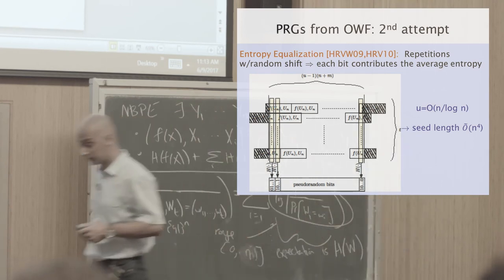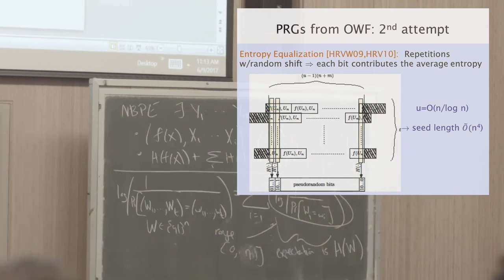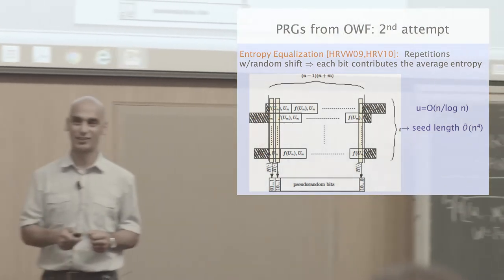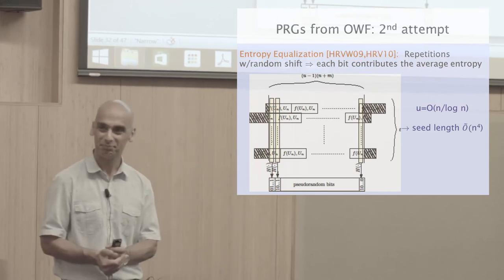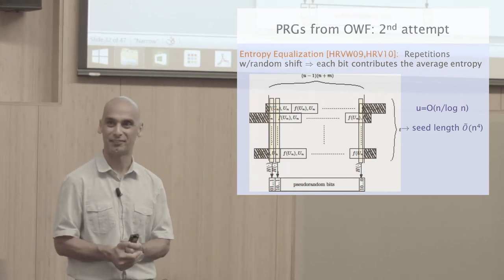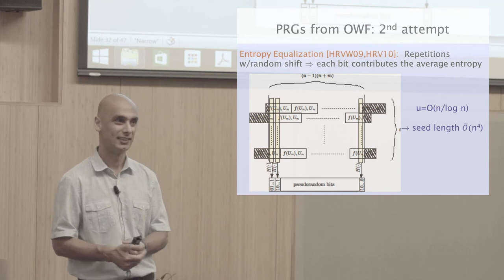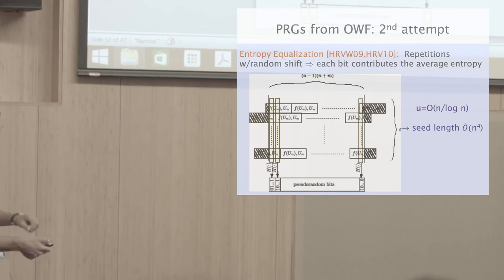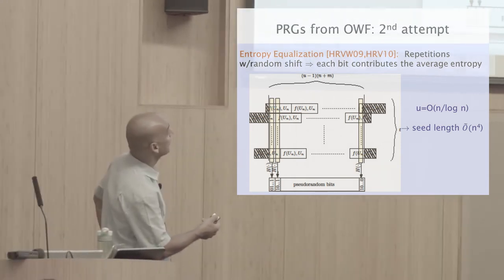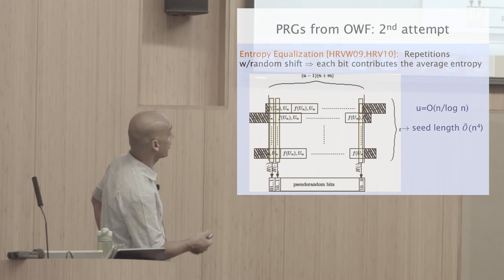Yes. Sorry, why are we discarding bits instead of wrapping them around? Next-bit pseudo-entropy becomes problematic for wrapping around, again because of this hybrid argument. Maybe there's a way of making it work, but I don't know how to analyze it. Okay, good. So that is the complete HRV construction.